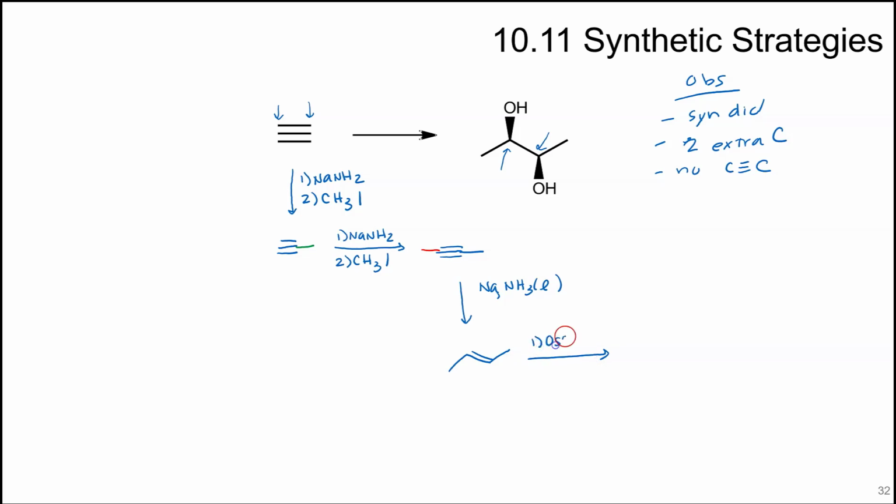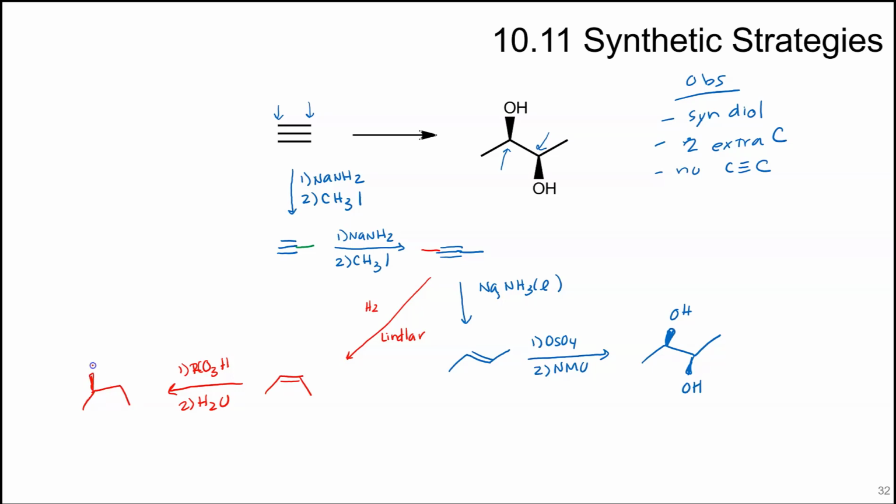Then I can use OsO4 and NMO. So that will give me my syn diol. So this would be one way to do that reaction. Another way to do it, we can use H2 Lindlar, which would give us the cis double bond. And then I can do an anti-diol using RCO3H, H2O, and then when you rotate that bond, you'll get the same product here. So those are 2 different ways to do that. When we see these synthesis problems, there will be more than one correct answer.